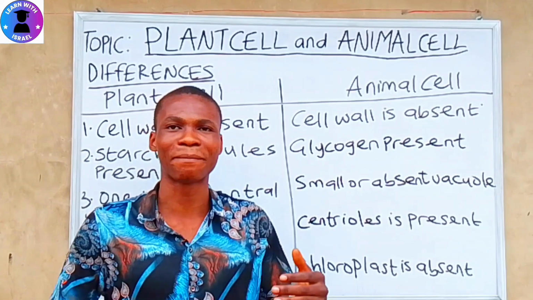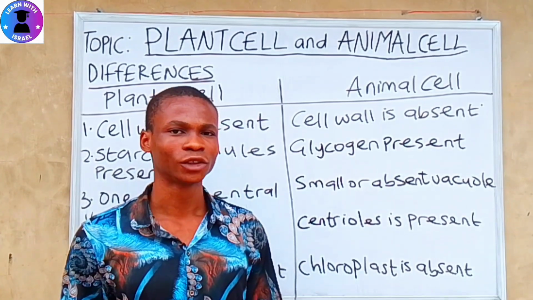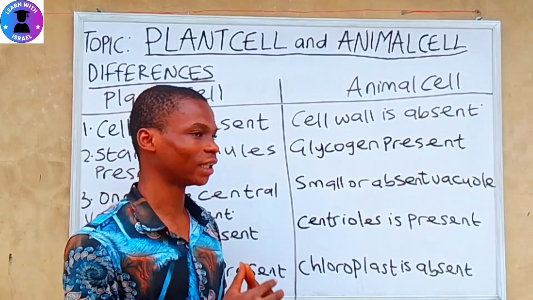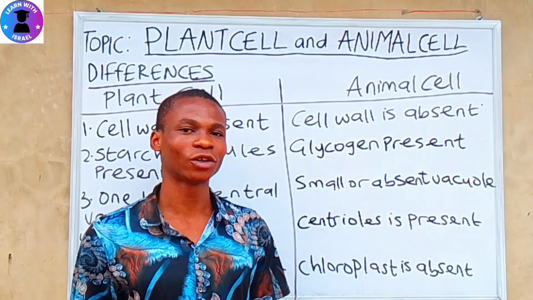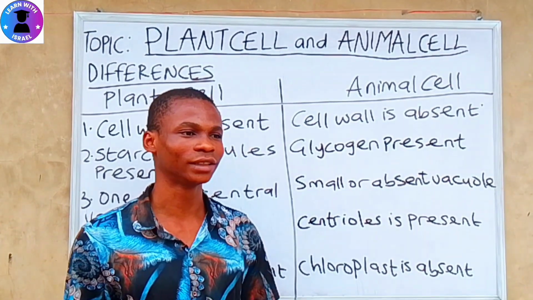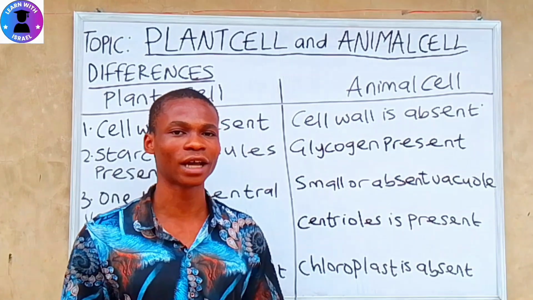Autotrophic means those that can manufacture their food by themselves using photosynthesis in the presence of sunlight, while animal cells don't have it, and they can't manufacture their food by themselves. They depend on other organisms. They feed on other organisms.